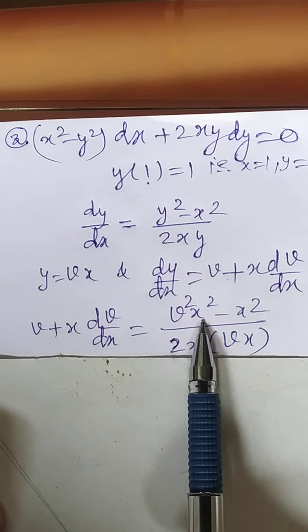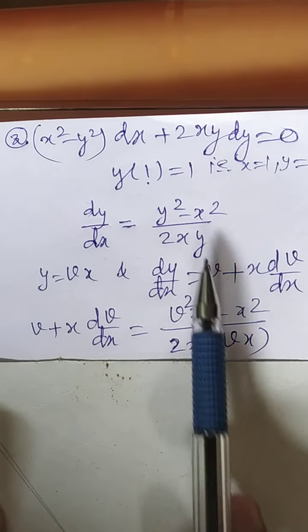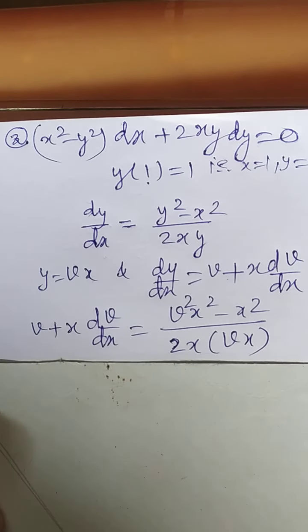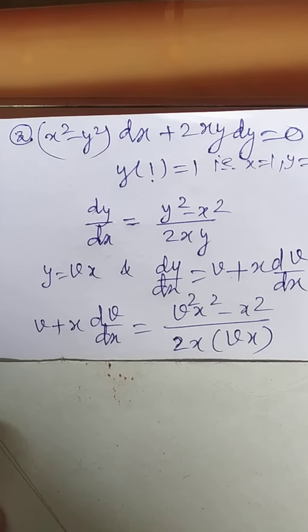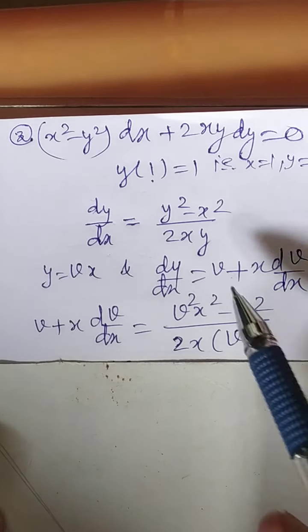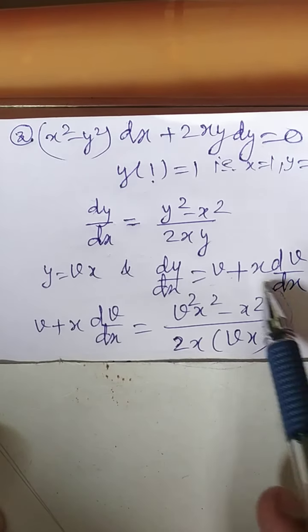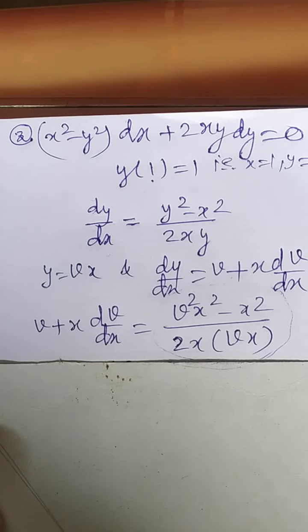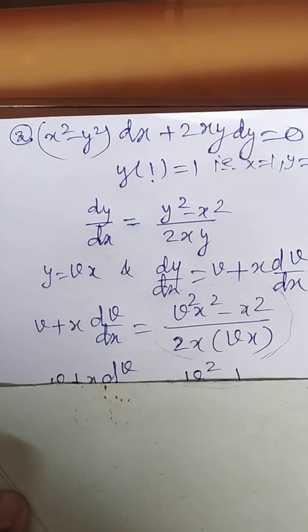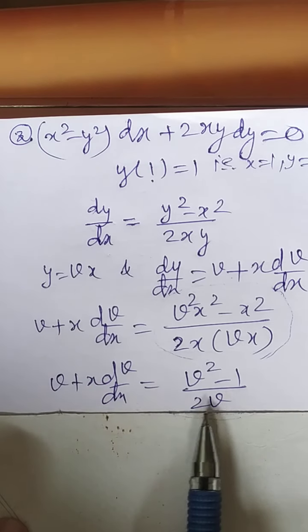Y square is v square x square minus x square 2x, and again I am replacing the y value over here. I am telling you again, after this step there will be no x. Always remember, if there is no x on the right side, x will get cancelled, and you are on the way to the variable separable approach.